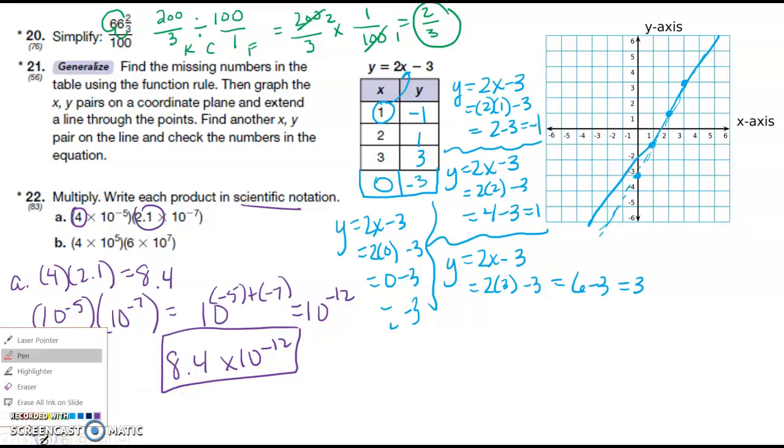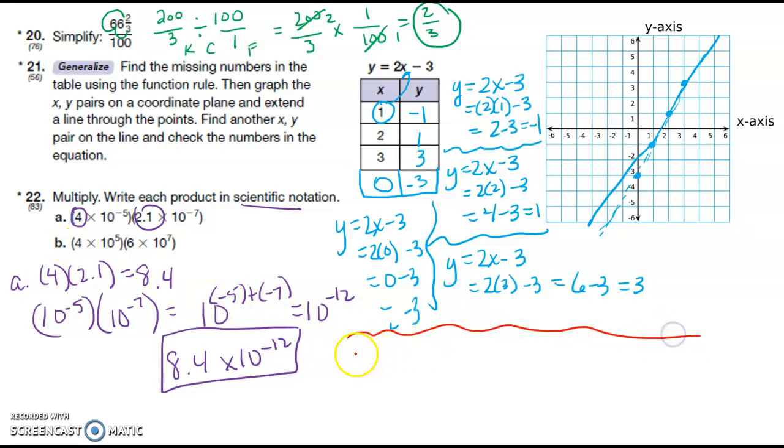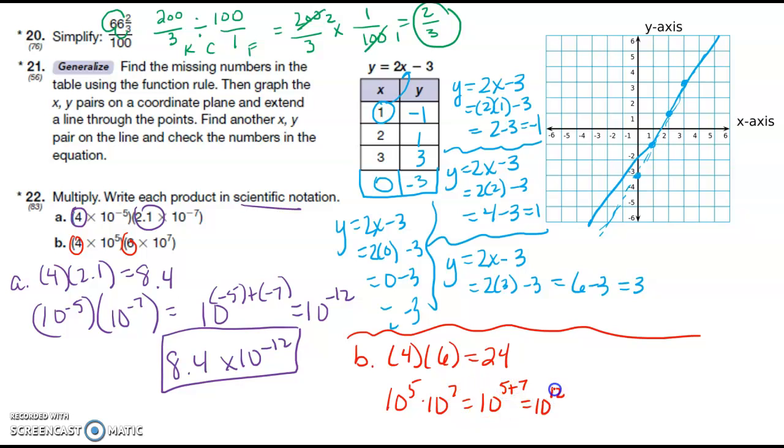Okay, let me go ahead and change my colors again. For B, I have 4 times 6. So 4 times 6 is 24. And then I have 10 to the 5th times 10 to the 7th, which is 10 to the 5 plus 7, which is 10 to the 12th. I have 24 times 10 to the 12th. And this is not scientific notation because of the 24. So I'm going to move my decimal 1. And then I'm going to add my exponents again, and I get 10 to the 13th there.